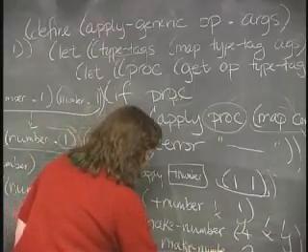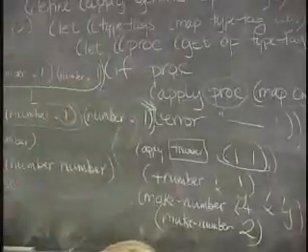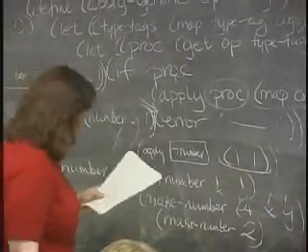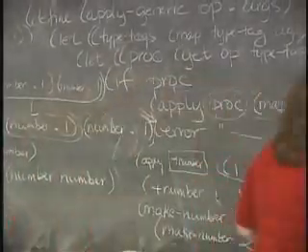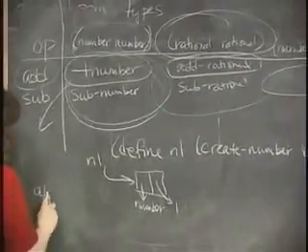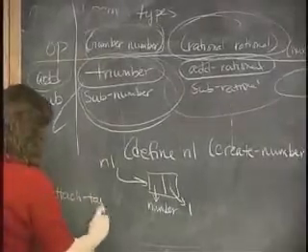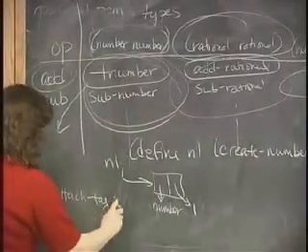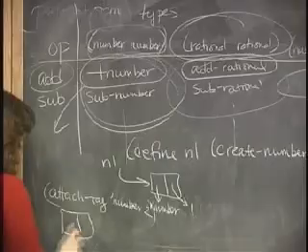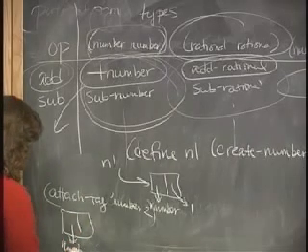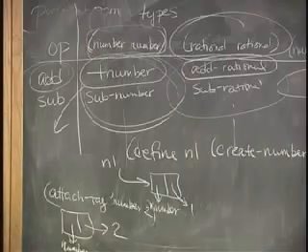Anybody want to guess what make number probably does? It tags it. So make number, which is defined just before the install, says to attach the tag number to x. So we attach the tag number to 2, which is going to give us back number 2. What's the difference between create number and make number? In this case, none.